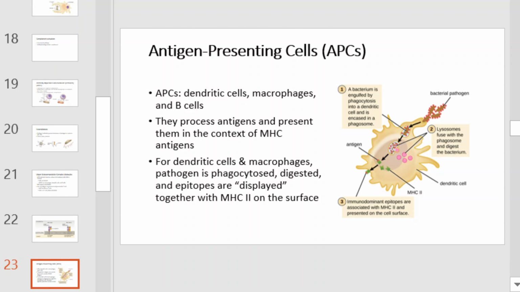Antigen-presenting cells, or APCs. APCs include dendritic cells, macrophages, and B cells. They possess antigens and present them in the context of MHC antigens. For dendritic cells and macrophages, the pathogen is phagocytized, digested, and epitopes are displayed together with MHC II on the surface.